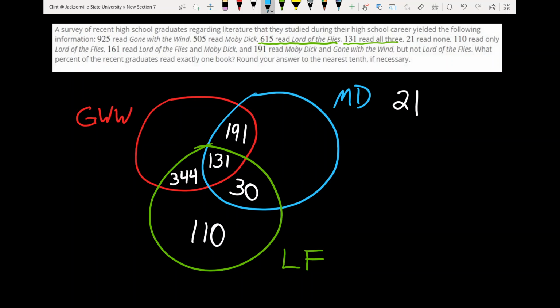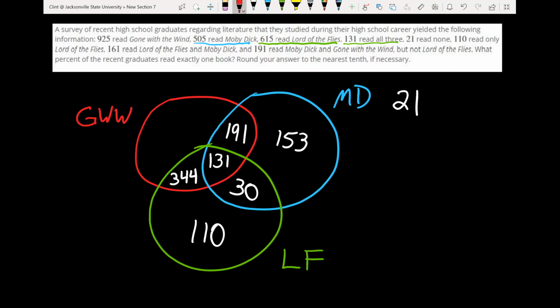Okay, if we back up, it says 505 read Moby Dick. So we want the blue circle to total up to 505, so we've already got 3 pieces in there, so we can do 505 minus 191 minus 131 minus 30. That leaves us with 153. So out here in the Moby Dick circle by itself, we've got 153. And again, if we add all those up, we should get the right thing. Let's check it real quick. 153 plus 30 plus 131 plus 191. We do get 505, so now our Moby Dick circle's good.